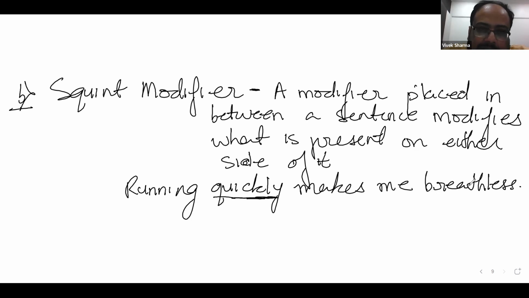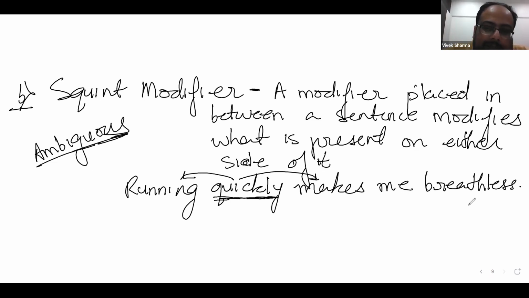I hope all of you understand where the ambiguity is. The ambiguity is that in this sentence, the modifier quickly is placed next to running as well as next to makes, which means that interpretation wise, it can have two interpretations. One interpretation could be that whenever I run fast or quickly, I get breathless. The other interpretation is whenever I run, no matter how I run, fast or slow, I quickly get breathless. Please note, this sentence is ambiguous.